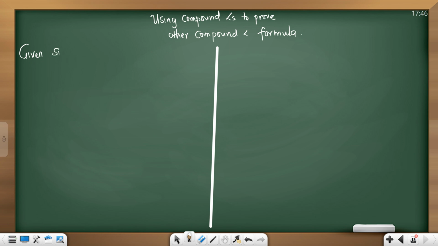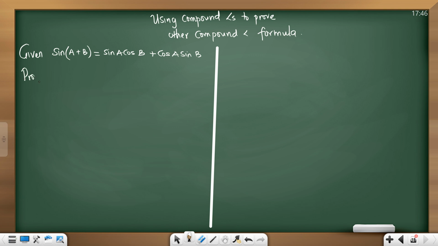Okay, given sine A plus B, they would give you this one: sine A cos B plus cos A sine B. The formulas are given. Write it as many times as you need, but start knowing them.